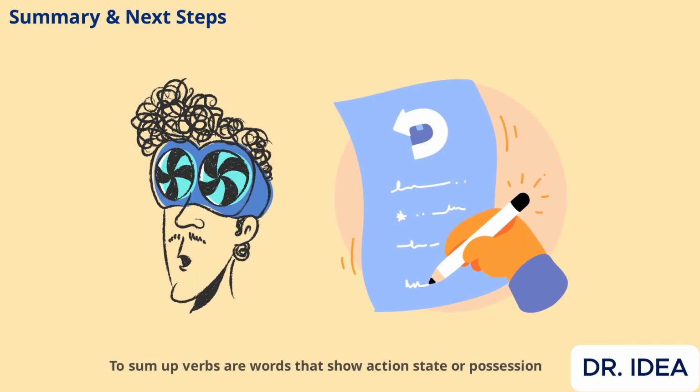To sum up, verbs are words that show action, state, or possession. The main types include action, linking, helping, transitive, intransitive, regular, and irregular verbs. Every sentence in English needs a verb, so mastering them is key to good communication. Keep practicing with real sentences. Pay attention to verb forms, and soon you'll use verbs naturally and confidently in your English.